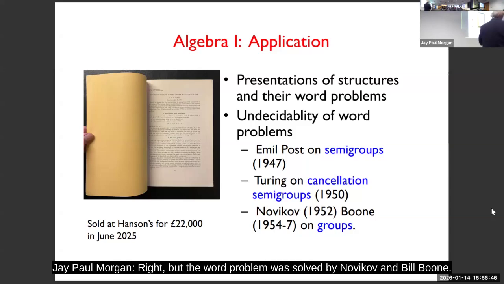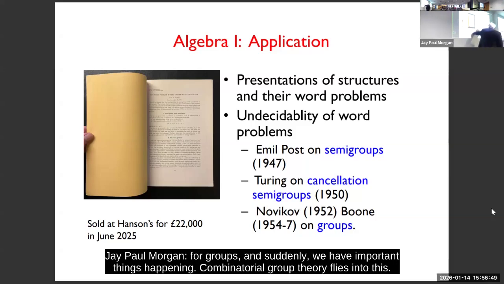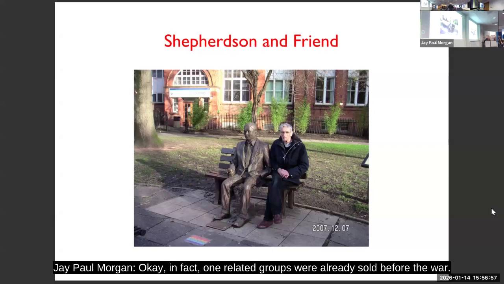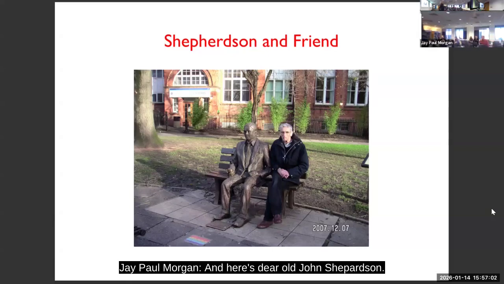Right, but the word problem was solved by Novikov and Bill Boone for groups, and suddenly we have important things happening. Combinatorial group theory buys into this. In fact, some related problems for groups were already solved before the war.